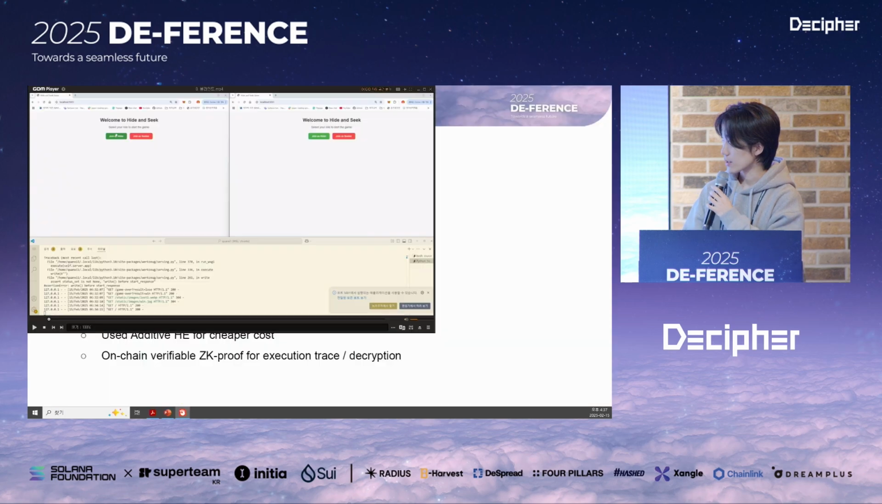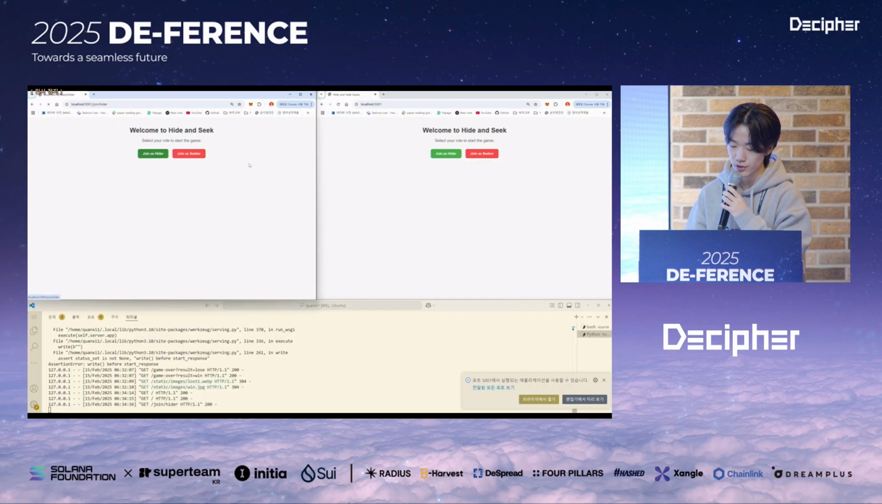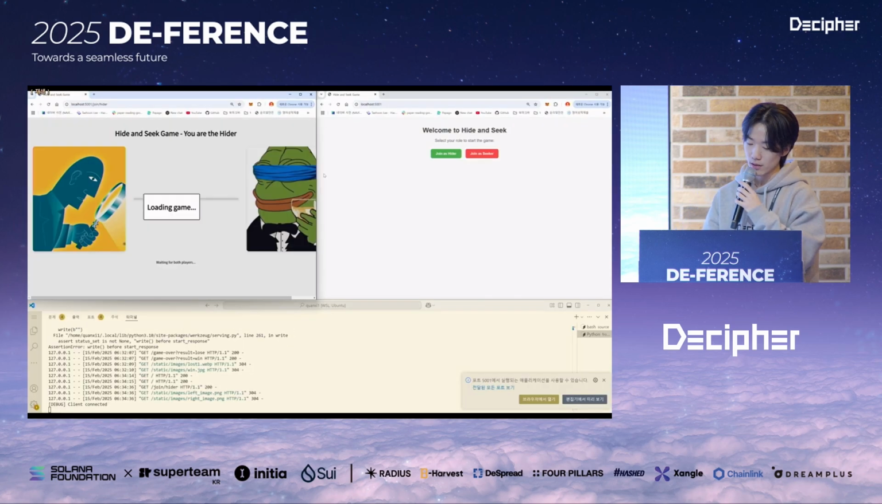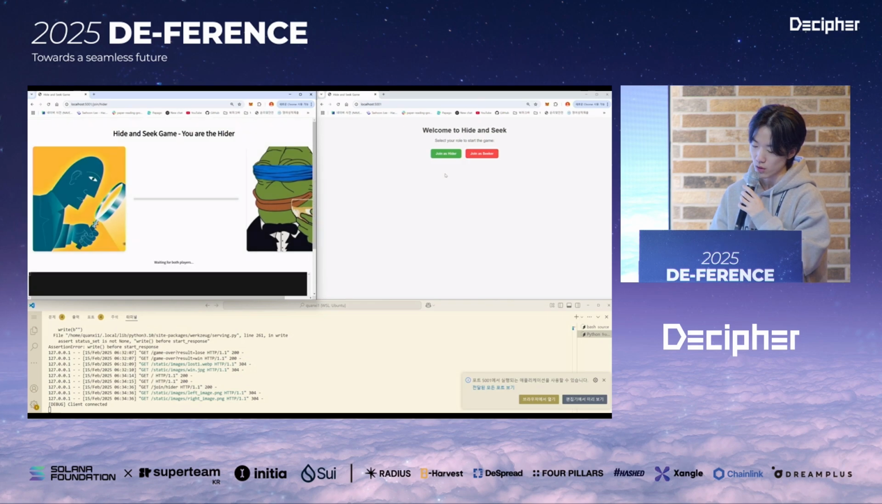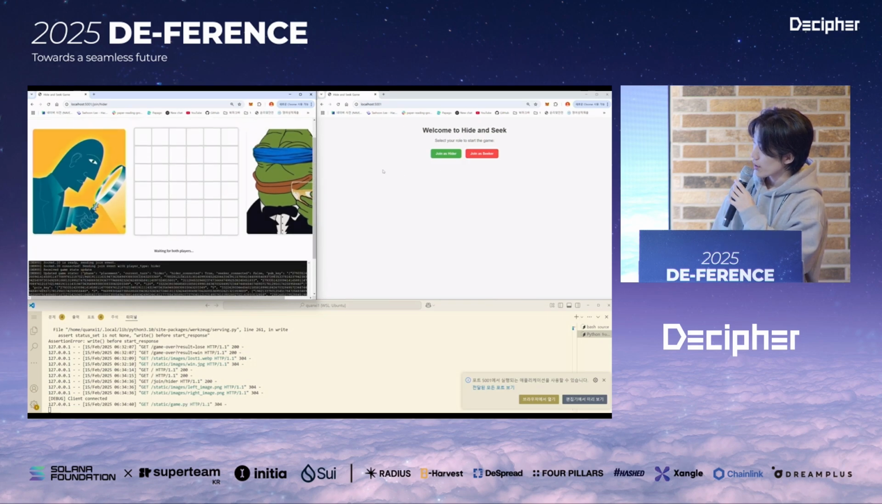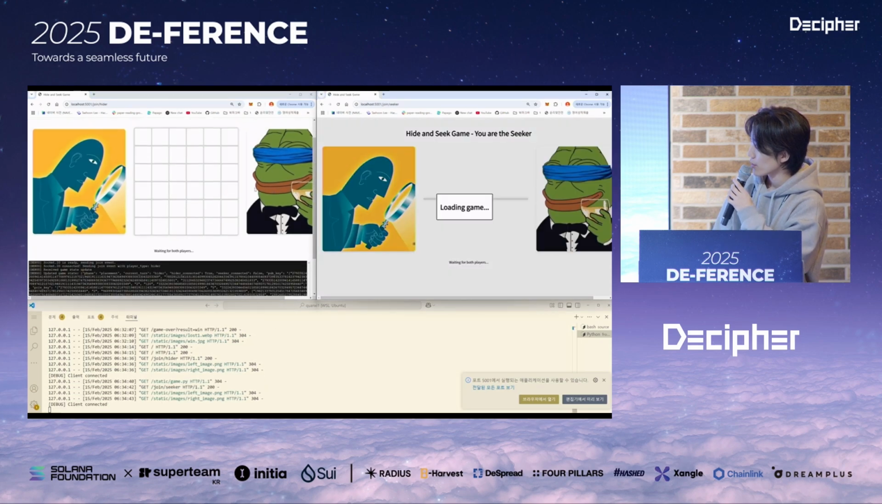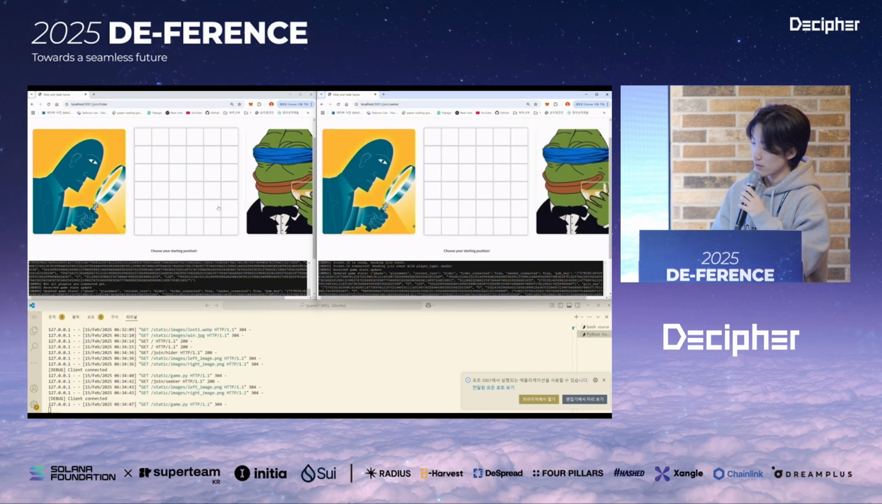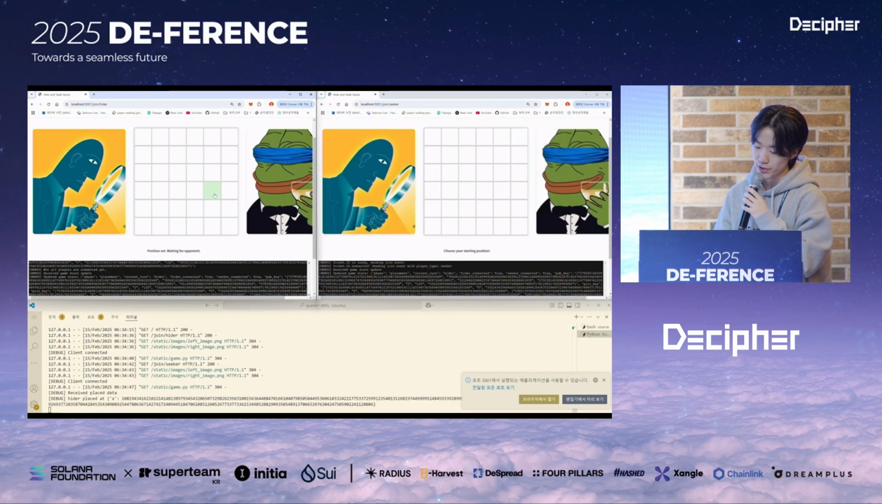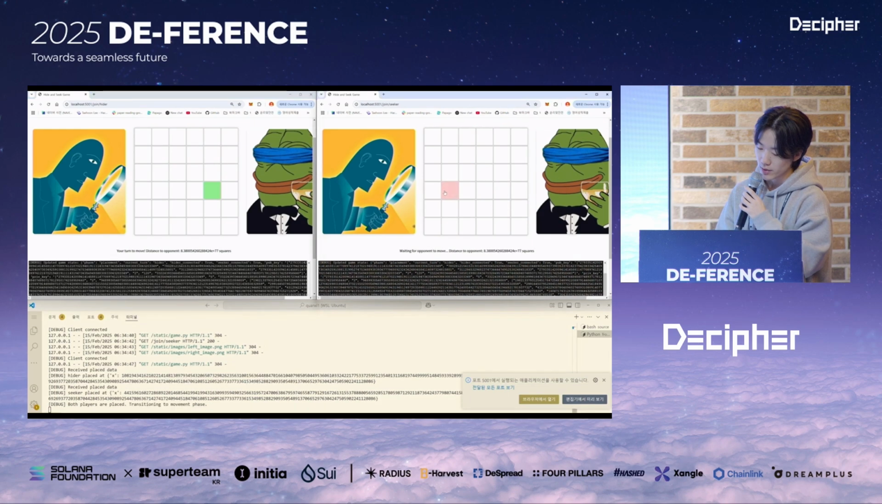그래서 게임은 간단한 술래잡기 게임인데요. 규칙은 두 명의 플레이어들이 각자 자신의 초기 위치를 처음에 정하고, 번갈아 가면서 타일 위를 한 칸씩 이동합니다. 각각 하이더와 시커가 되고요. 두 플레이어들이 서로의 위치를 알 수는 없지만 한 턴이 끝날 때마다 두 플레이어들 간의 거리가 공개가 됩니다.